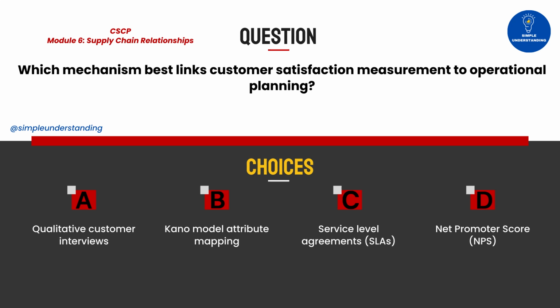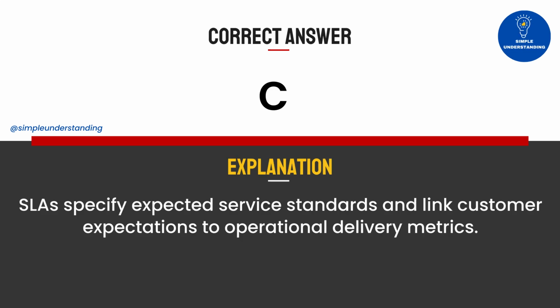4. Which mechanism best links customer satisfaction measurement to operational planning? A. Qualitative customer interviews. B. Kano model attribute mapping. C. Service level agreements, SLAs. D. Net Promoter Score, NPS. Correct answer: C. Explanation: SLAs tie specific service metrics to delivery performance and allow measurable alignment with customer expectations.